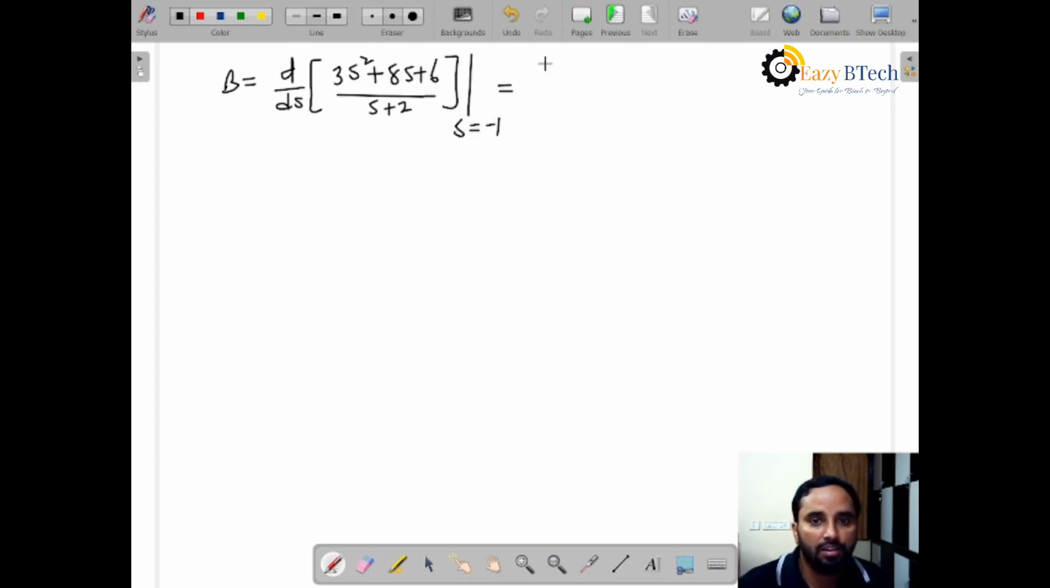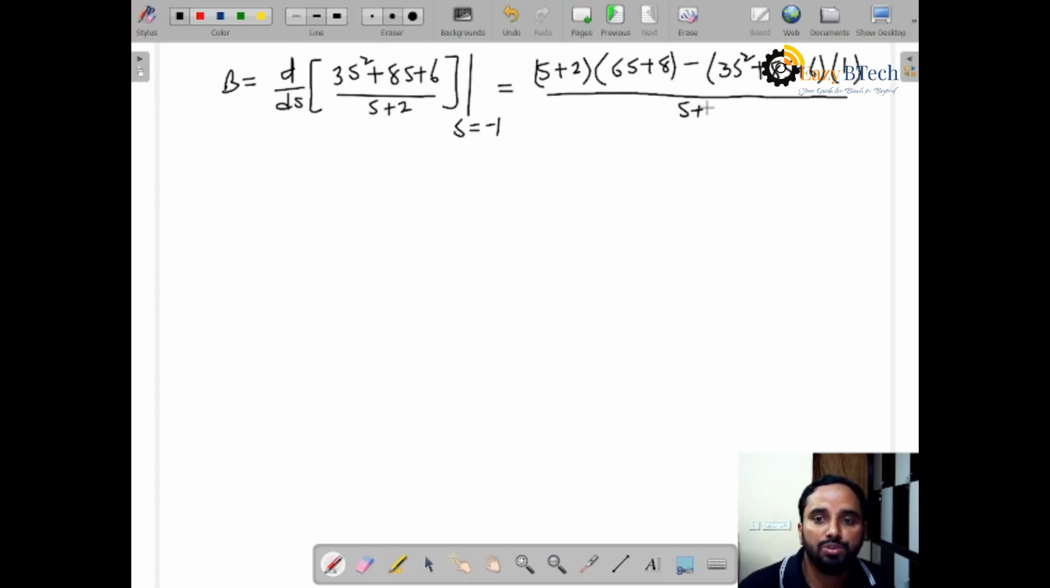So u by v here. So (s plus 2) into differentiation of this u, so here (6s plus 8), minus (3s square plus 8s plus 6) into differentiation of v, which is 1, divided by v square, means (s plus 2) whole square, right? So the numerator, this is u, this is v. So v u dash minus u v dash.